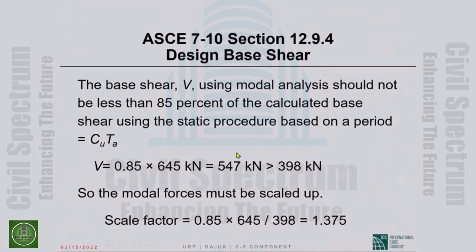85% of that is 547. Our dynamic base shear is 398, which is less than 85% of static. So everything has to be scaled up by 547 divided by 398, which comes to 1.375. Once again, the dynamic base shear of 398 is smaller than 85% of static, which is 547. So the modal base shears that we calculated have to be scaled up by the ratio between 547 and 398, which is 1.375.